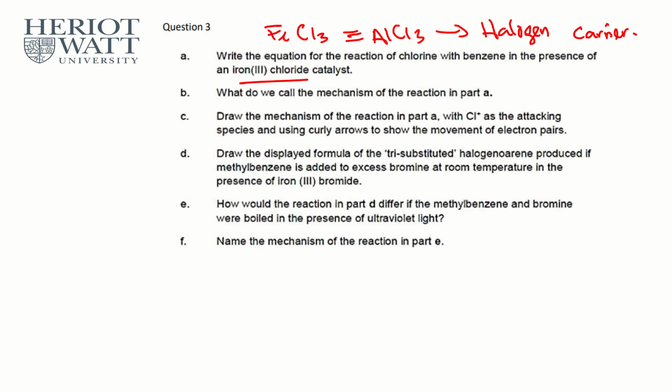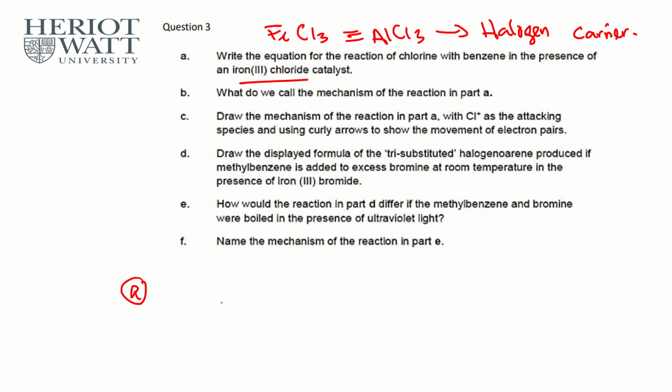They're responsible for grabbing the halogens so that they polarize the chlorine into a Cl positive, and the Cl positive will actually attack the benzene ring as a strong electrophile. Okay, so what equation do they want here for the reaction of chlorine with benzene in the presence of that? So they just want a general equation, not the mechanism.